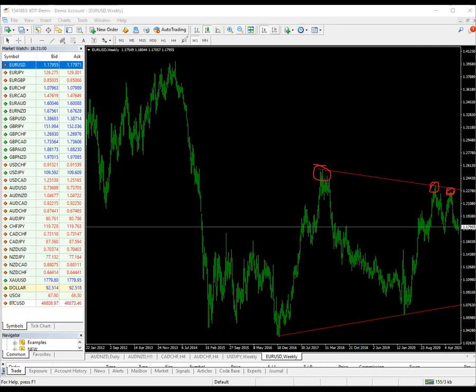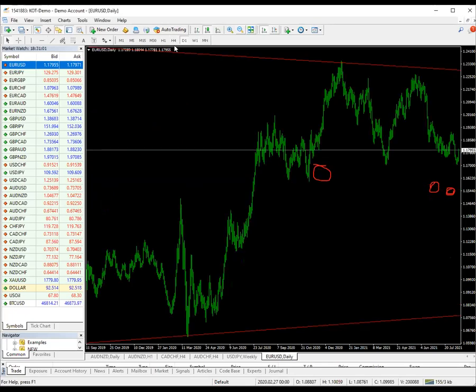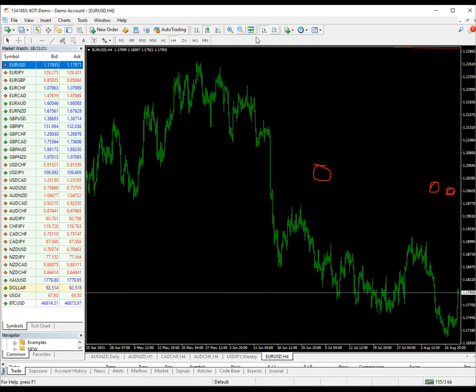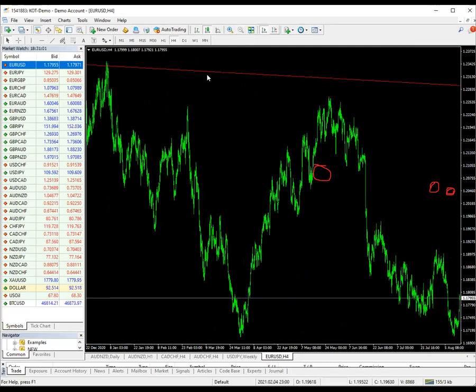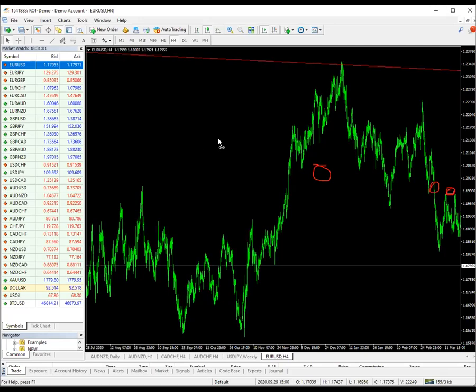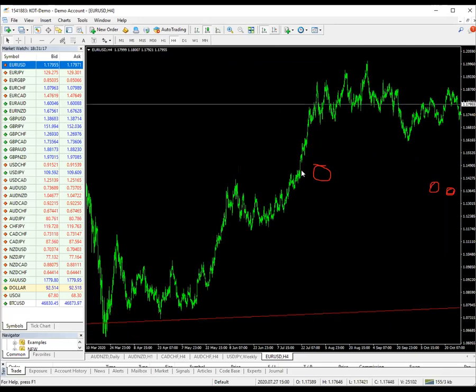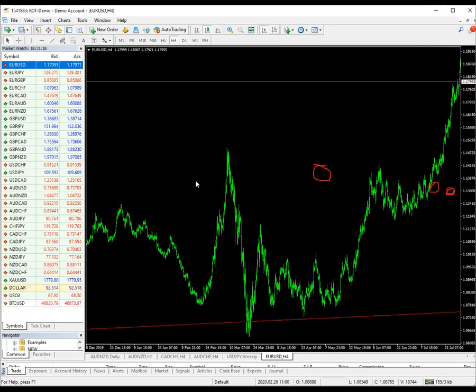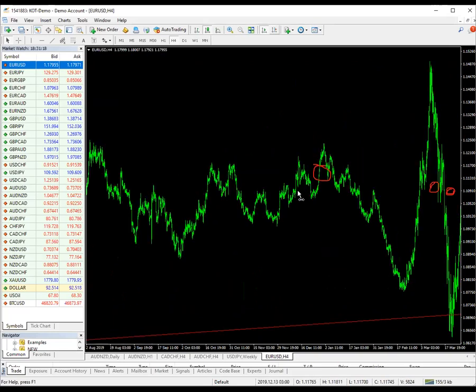So this is on the weekly time frame. With this, you can always switch to the daily time frame, and then you see things happening. Or on the 4-hour time frame, you can switch to 4-hour, and then you see what is happening. You get it. On the 4-hour, you can even see it more clearly.